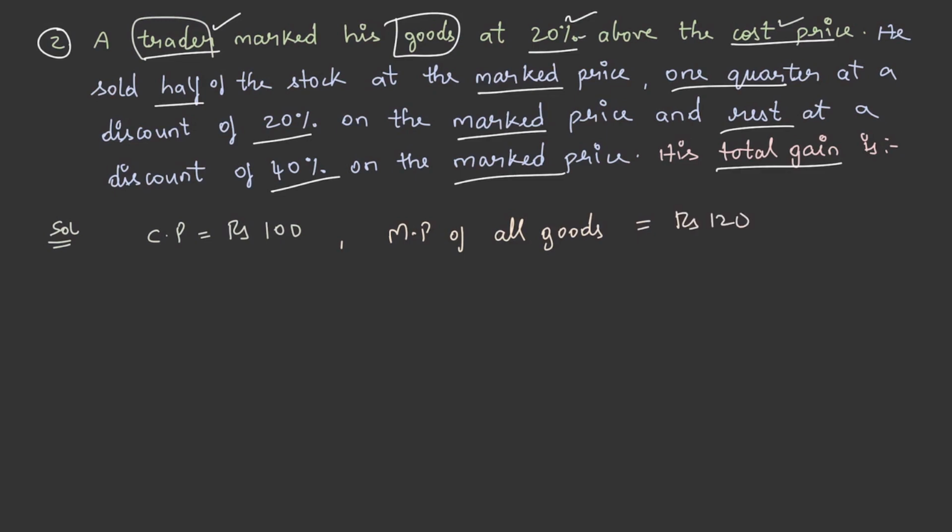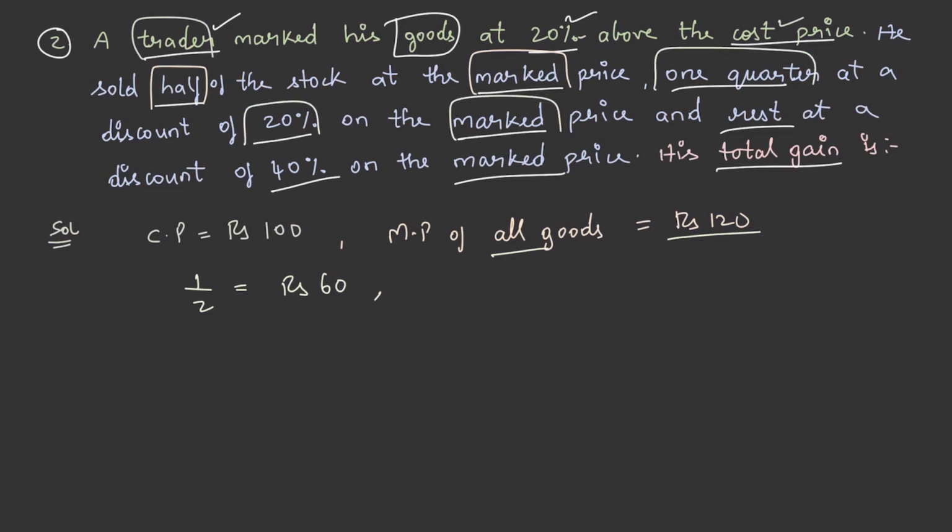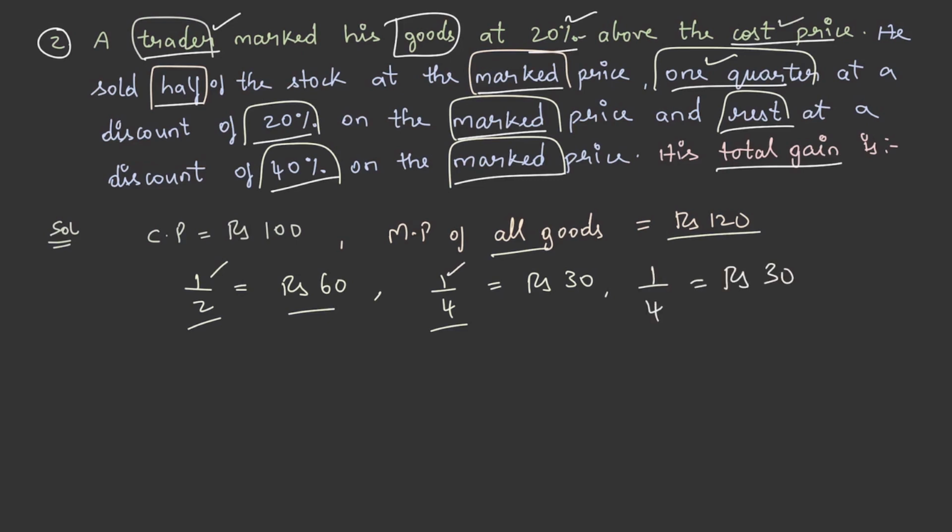Now, in the second statement, he sold half of the stock at the marked price. If marked price of all goods is rupees 120, then half of it will be equal to rupees 60. And in the next case, 1/4 at a discount of 20% on the marked price. So if half is rupees 60, then 1/4 will be equal to rupees 30. And the rest at a discount of 40% on the marked price. What is the rest? Half is gone, another quarter is gone, and the remaining is another quarter. And this will also be equal to rupees 30.